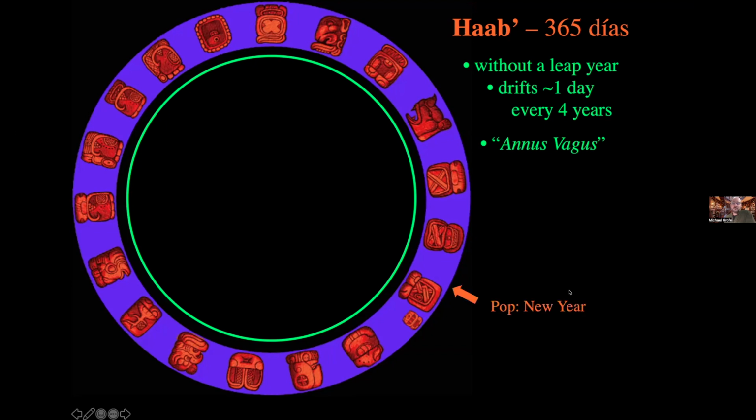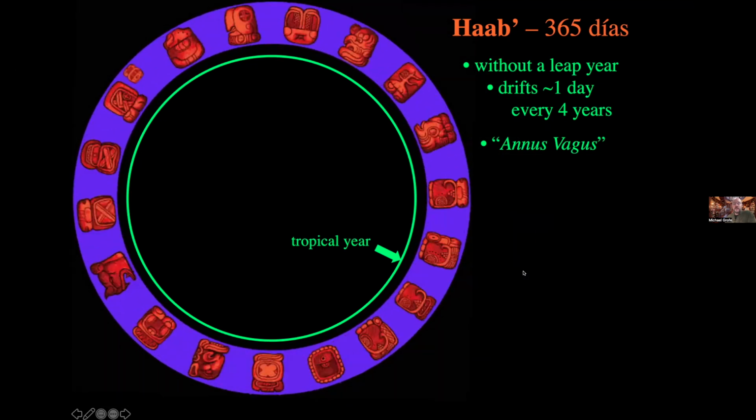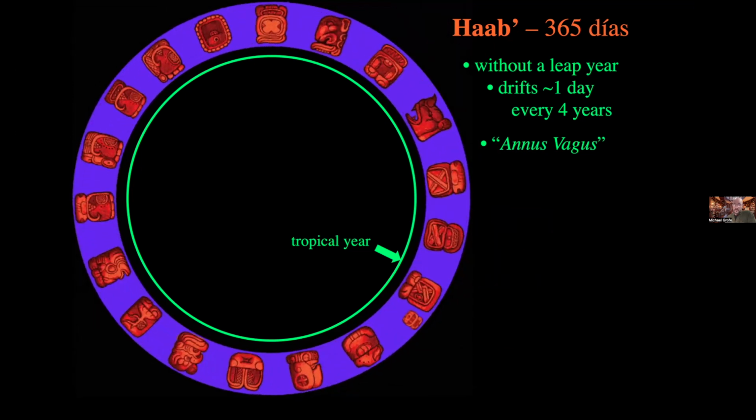So if we look at the Maya system, we can place the first of Pop, or the new year, or if you like, the seating of Pop, 0 Pop, right here at this position. And if you mark the time of the tropical year, let's just say, in this case, we'll place Pop on the spring equinox, just for hypothetical purposes. So if this is on the spring equinox, and then we start counting, if we are using the tropical year, we would have to count 1,507 years for it to return to the exact same position in the tropical year.